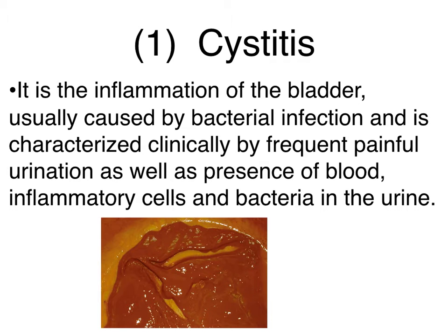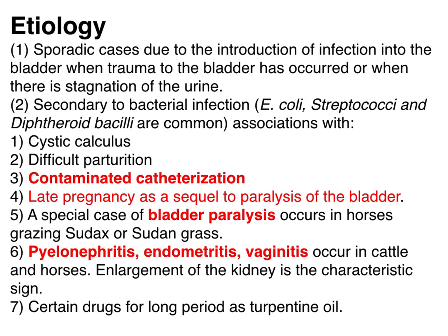من الأمراض التي تصيب المثانة أول مرض هو cystitis أو التهاب المثانة، وتعريفه definition: it is the inflammation of the bladder usually caused by bacterial infection and is characterized clinically by frequent painful urination as well as the presence of blood وتواجد الدم inflammatory cells الخلايا الالتهابية and bacteria in the urine. لذلك يفضل إجراء فحص اليورين في حالات السيستايتس أو التهاب المثانة.